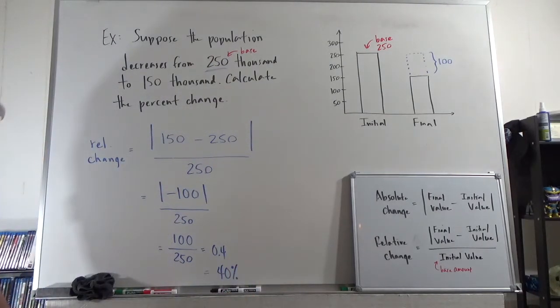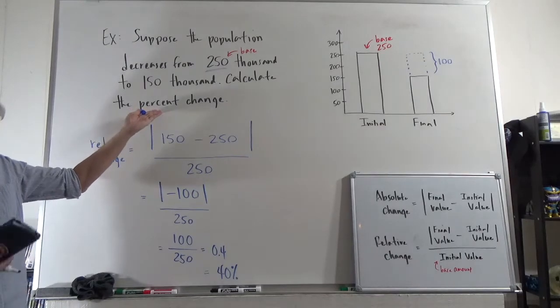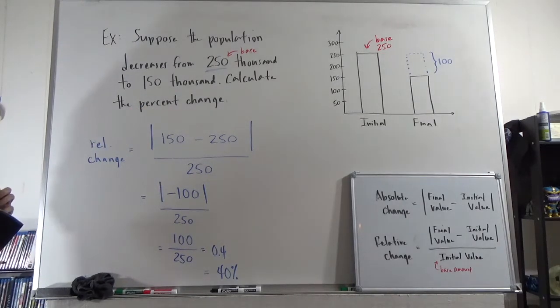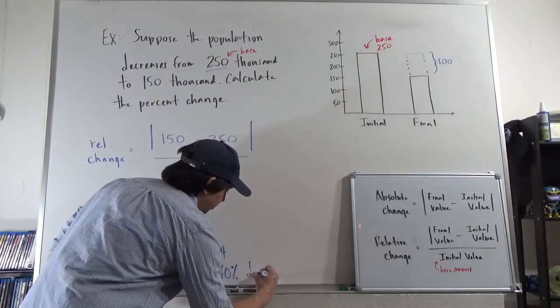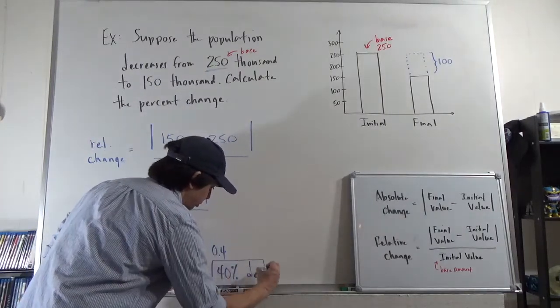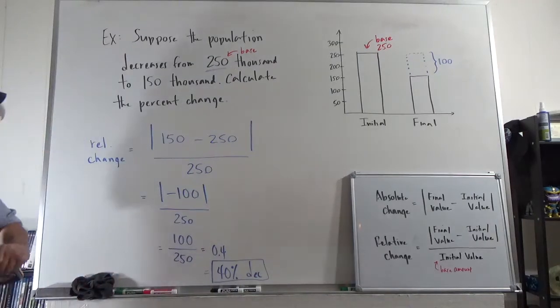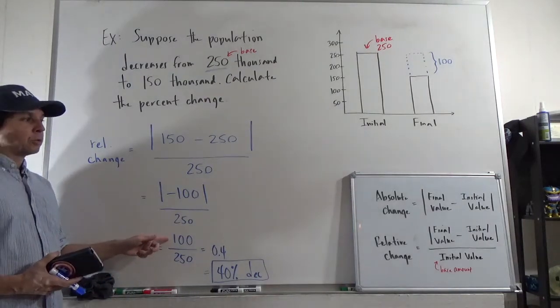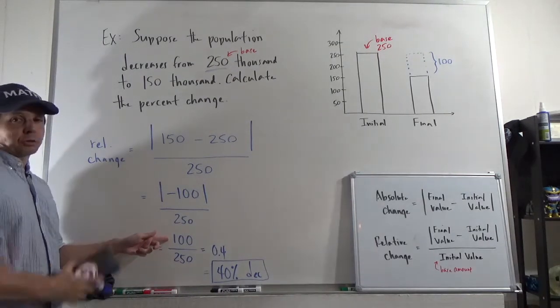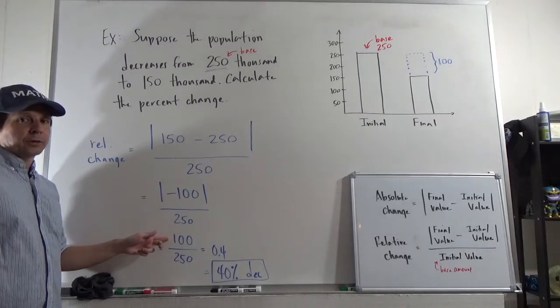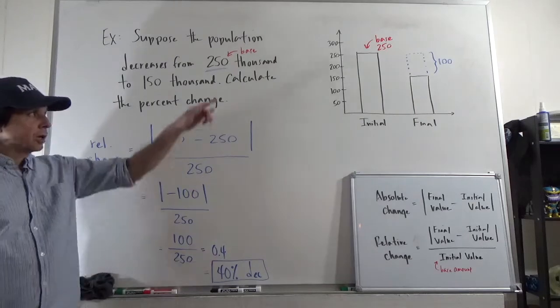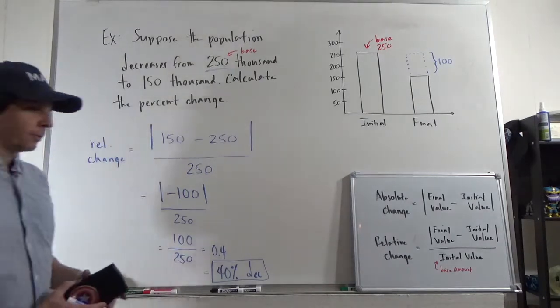And as usual, I want you to specify if it's an increase or decrease. Clearly a decrease, and feel free to abbreviate the word decrease. Okay, so it went down by 100, that was your absolute change. We didn't ask for it specifically, but it was a 100,000 decrease in population, and that turned out to be 40% of the base amount of the original population.